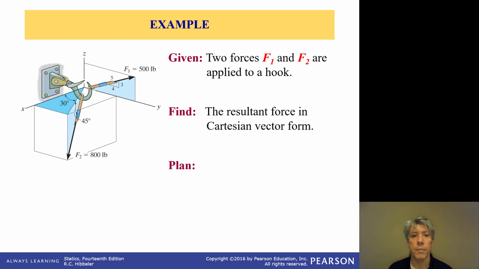So let's take an example. We've got a hook here. We've got two forces, F1 and F2. F1 has magnitude 500 pounds, F2 has magnitude 800 pounds. Now it's important when you see a figure like this that's represented in a 2D plane, it indicates a three-dimensional thing. So it's important to wrap your head around it and figure out, okay, what exactly are the directions, for example, of F1 and F2?